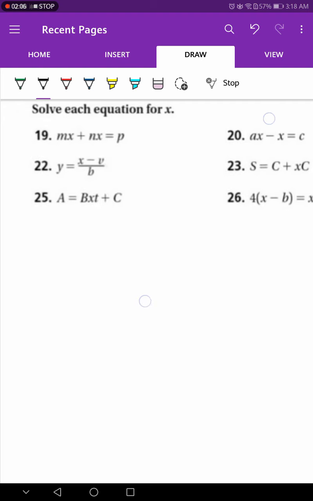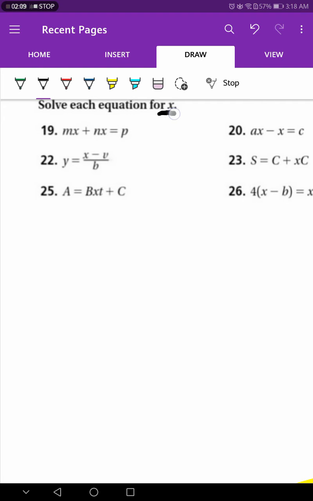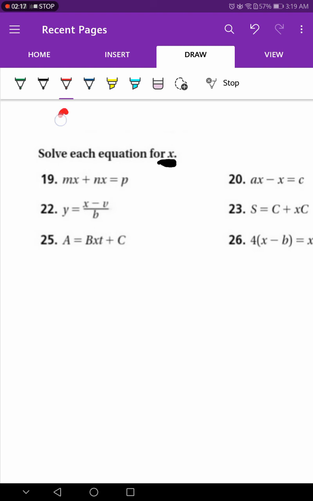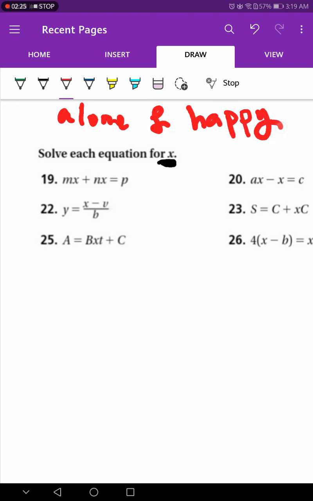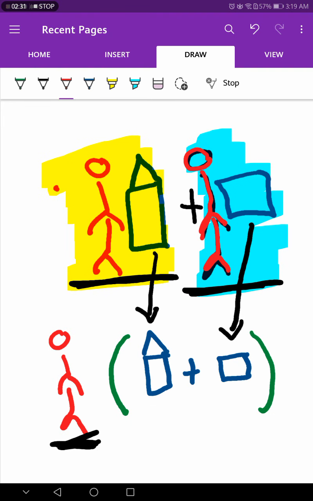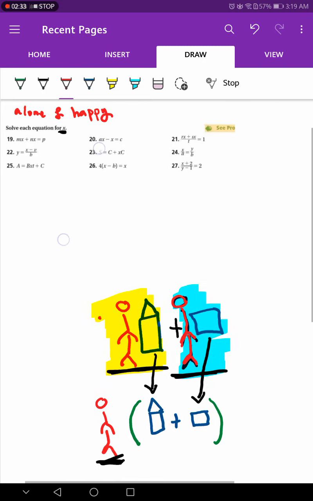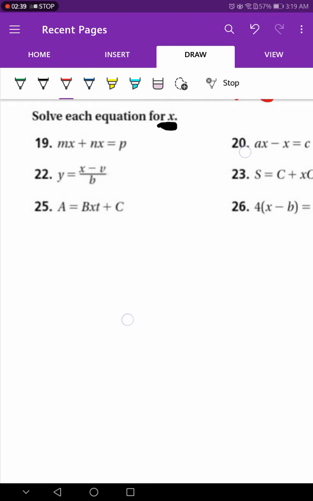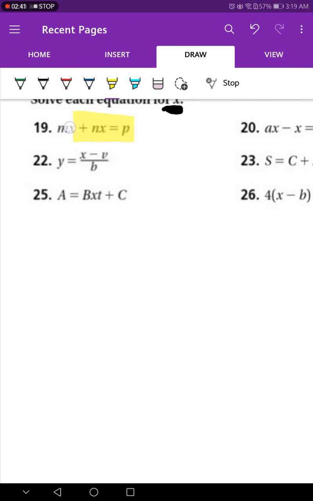Okay, let us apply this in the first example here. He asked me to write the equation for x. Okay, so because of that I have to make the x alone and happy. So what is the relation between the distributive property here and this equation to make x alone and happy? Let us see. Okay, I will take question number 19. I will write it here.